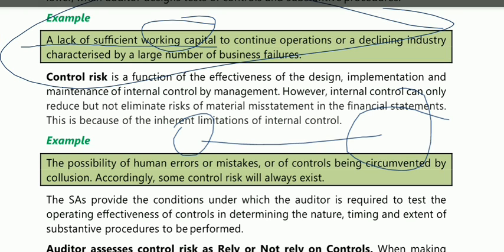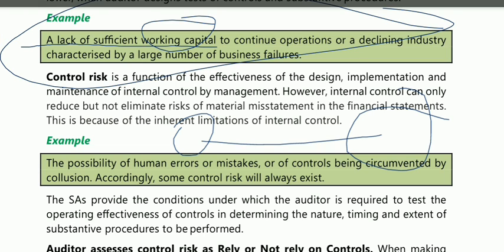Now the entity has put its internal control in the organization. If you want to assess the control risk, you will check the effectiveness of the design, the implementation, that is, how the controls are being implemented in the organization, and how the management has maintained its internal control. On that basis, you will check whether these controls would be effective to minimize the risk, or ineffective. They are also saying that internal controls can only reduce but cannot eliminate the risk, because in chapter 1 we studied that there are inherent limitations of internal control that cannot eliminate the audit risk. That means it cannot turn the audit risk to zero. So the control risk can only reduce, but cannot eliminate, audit risk.